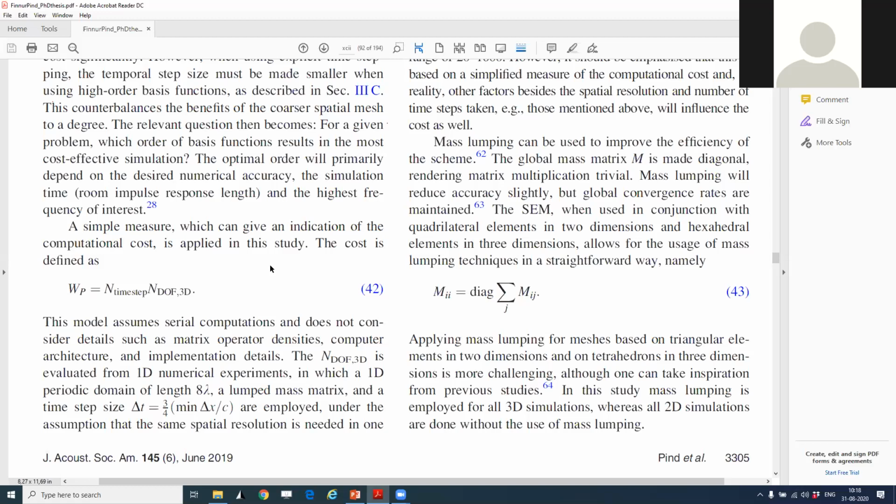Yes. So my first question will be a very general question. On the first word, what is this? Wave-based. So the methods you're using, are they based on waves?